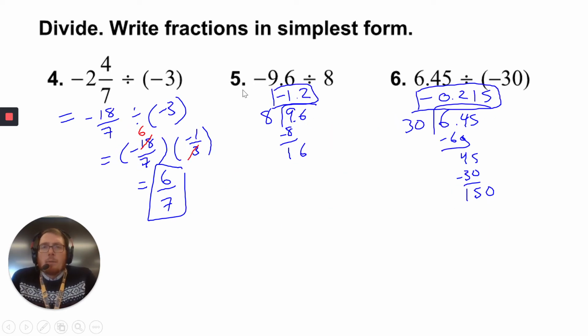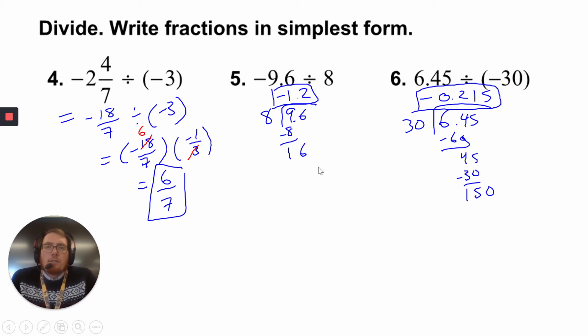For division, remember, for division of fractions, keep, change, flip. So you make things improper first, you keep the first number, you change the division to multiplication, flip negative 3 to negative 1/3. Cross simplify if you can. Negative times negative is a positive. 6 times 1 and 7 times 1 becomes 6/7.